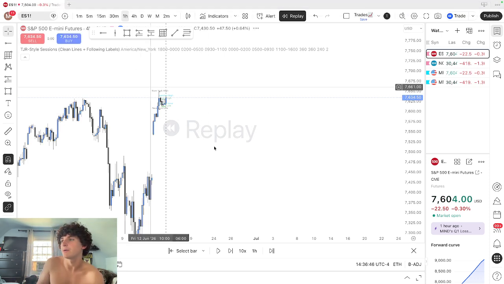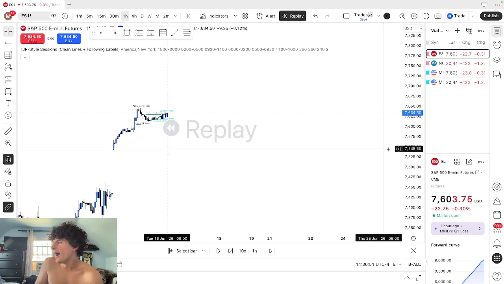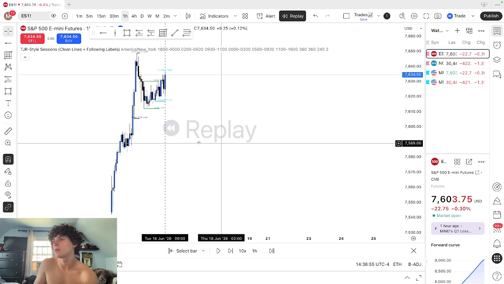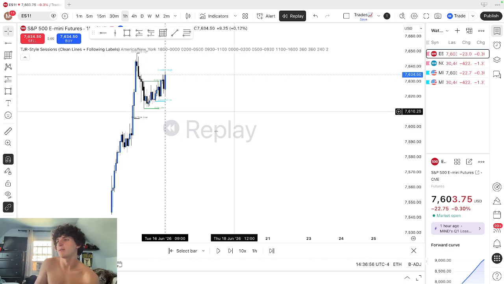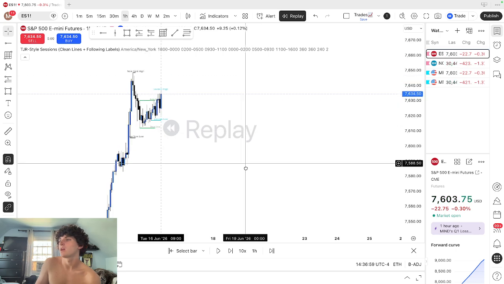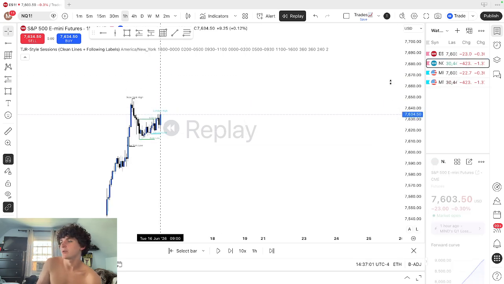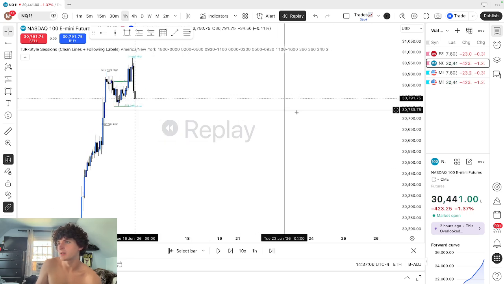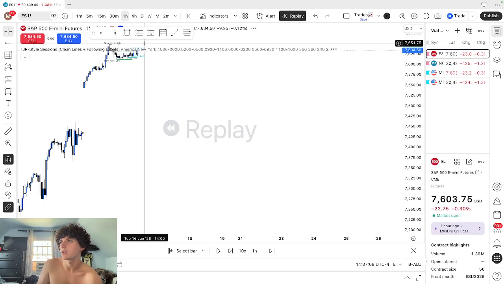We look at the 1 hour. We're respecting, well, that's not a gap, that's equilibrium. We're respecting bullish order flow. Same on NQ. Yep, respecting bullish order flow.